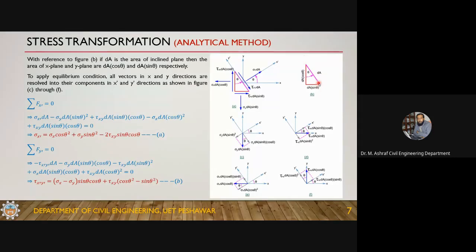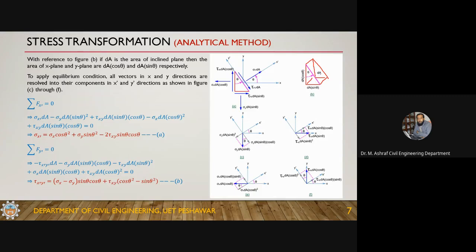I'm sorry, not element, of this inclined face. This is a line, but actually it is a face. It has dimension. Let me draw those dimensions. It has the other dimension like this. So this is a face, and similarly you have a bottom face and you have a top face.